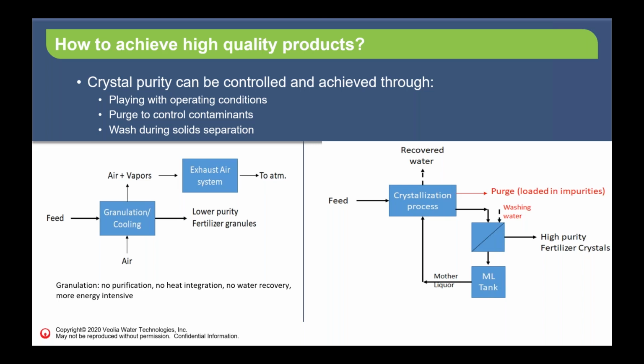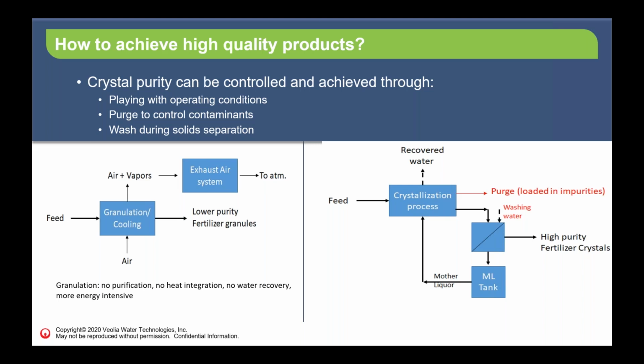If you go to the right of the slide, you have the basic crystallization process flow sheet. In the crystallization process flow sheet, the feed enters the crystallizer, the slurry is dewatered, and then the mother liquor is recycled back to the crystallizer. But here, what is interesting is that, first of all, we have a purge stream that is loaded with impurities. The higher this purge stream, the more diluted the crystallizer system is in impurities. So by controlling this purge stream, we control the concentration of impurities within the crystallization system.